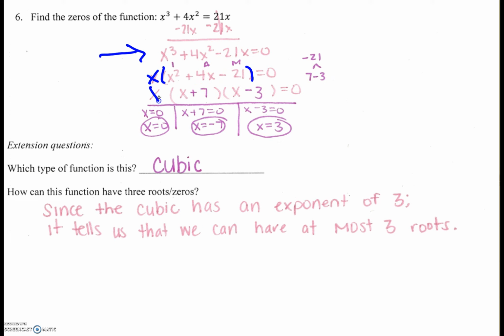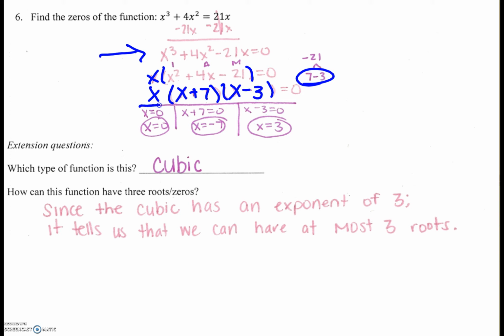Remember, we have to bring down our x because that's still a factor. From the inside of the parentheses, we have that 1 a.m. problem. So we're going to put an x and an x, and our two numbers that multiply to negative 21 but add to 4. So a positive 7 and a negative 3.